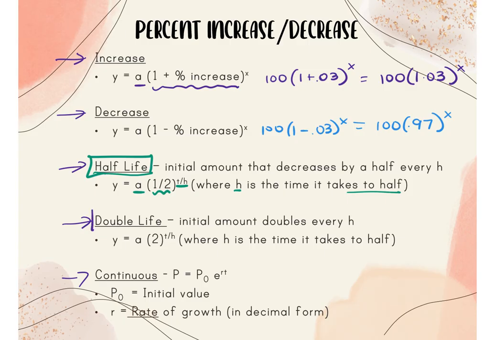The double life is almost exactly the same thing, except it's how long it takes to double. So this is talking about something that has growth. A bacteria is growing in a petri dish, and it reaches its double life after 2 weeks. Now you're in terms of weeks, so your h is 2, because that's how long it takes to double. And then let's say it asks how much would be there after 4 weeks. Now my 4 is t. So this time, the parentheses contain a 2.